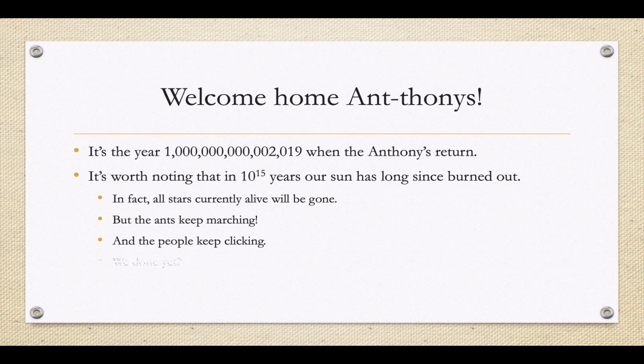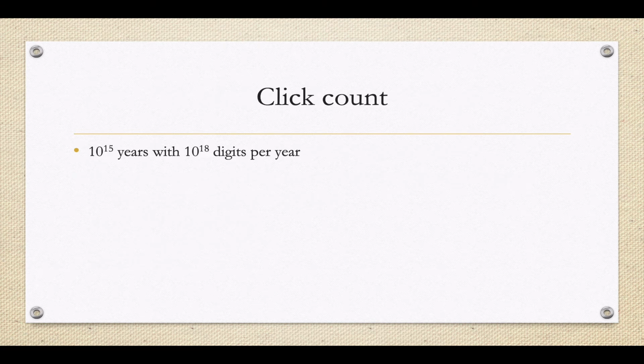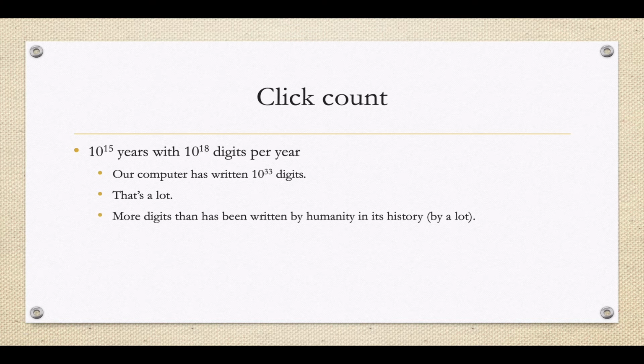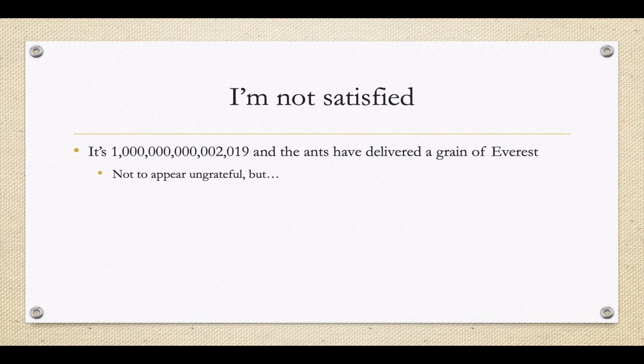Think we're done? Think our computer's written the number? Got bad news for you. It's been 10 to the 15 years, and we do 10 to the 18th power digits per year. I multiply the two of those guys, and I get 10 to the 33rd power, which is really, really, really impressive. It's a lot of digits. It's way more digits than has been written by humanity in its history, by a long shot. But it's nowhere near the amount of digits that we need for this number. 10 to the 33rd power compared to 10 to the 153rd power, and then times 8. Is nowhere close when these ants get back.